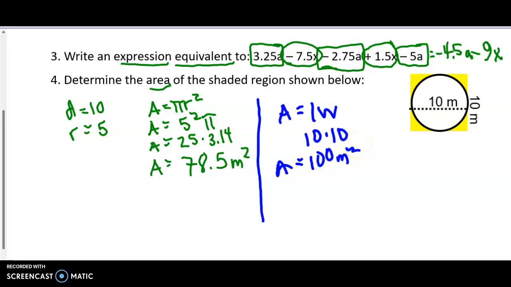So I'm going to take the area of the square minus the area of the circle, and I should get a final answer after I enter into my calculator of 21.5 square meters.